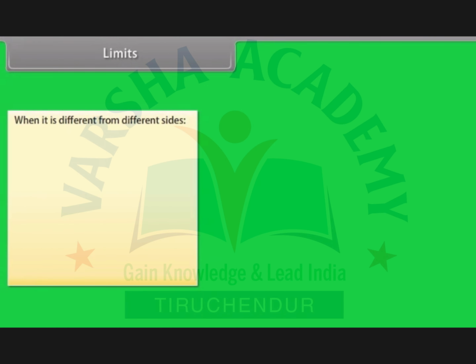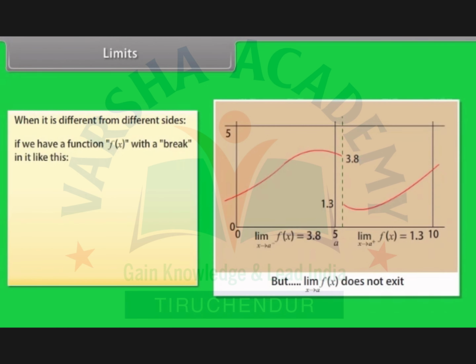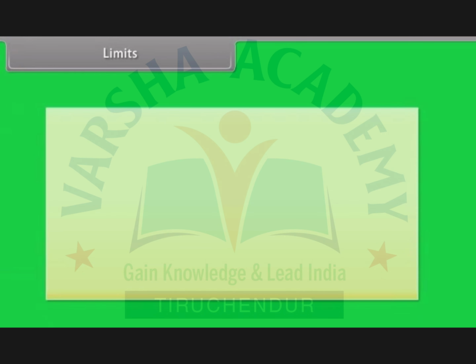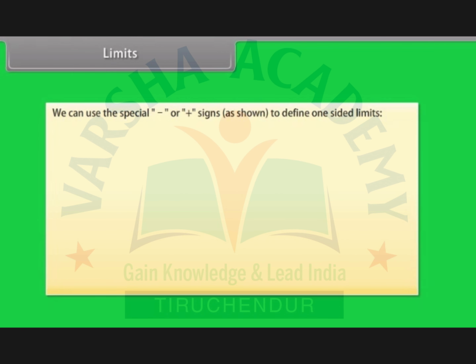What if the limit is different from different sides? What if we have a function f of x with a break in it like this? This is a function where the limit does not exist at a. You cannot say what it is because there are two competing answers, 3.8 from the left and 1.3 from the right. But you can use the special minus or plus signs as shown to define one-sided limits. The left-hand limit minus is 3.8, the right-hand limit plus is 1.3, and the ordinary limit does not exist.